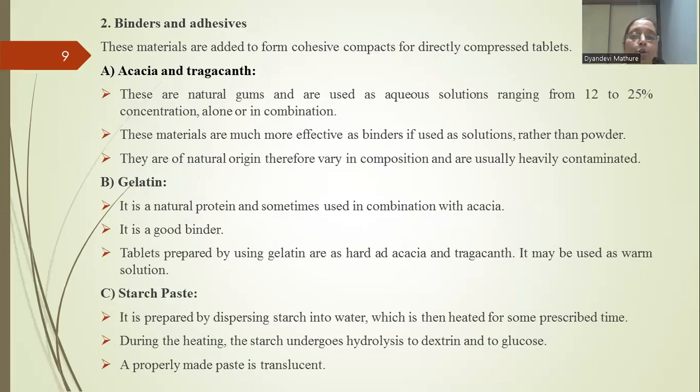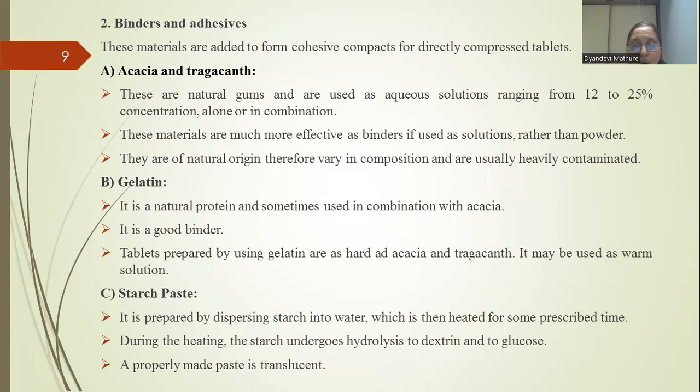Now the next ingredient used in the formulation of tablet is binders and adhesives. As you all know how the tablets are being prepared: tablets are prepared from granules, maybe by wet granulation, dry granulation, or direct compression, but granule is the first step, the preliminary stage before formulation of tablet. So how are the granules prepared? We need binders or adhesives to bind those powder particles together.